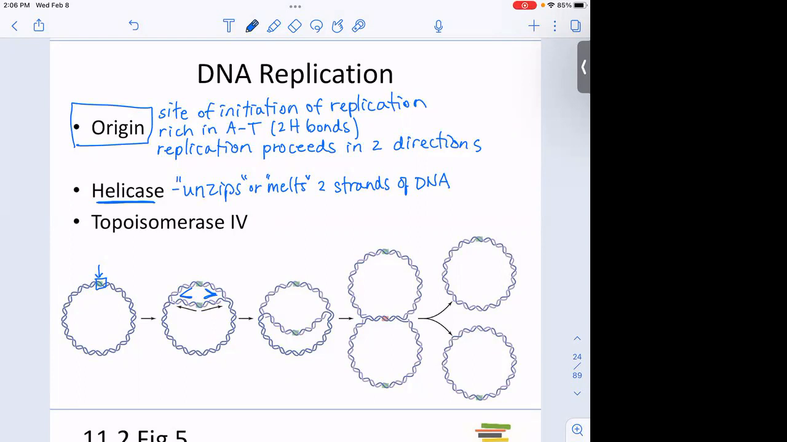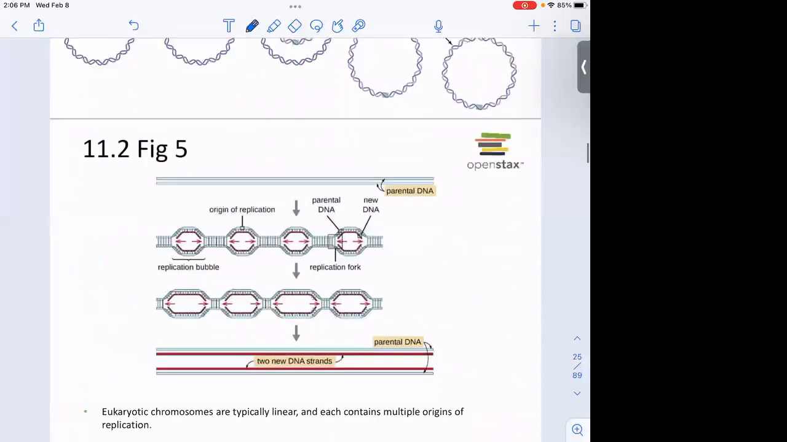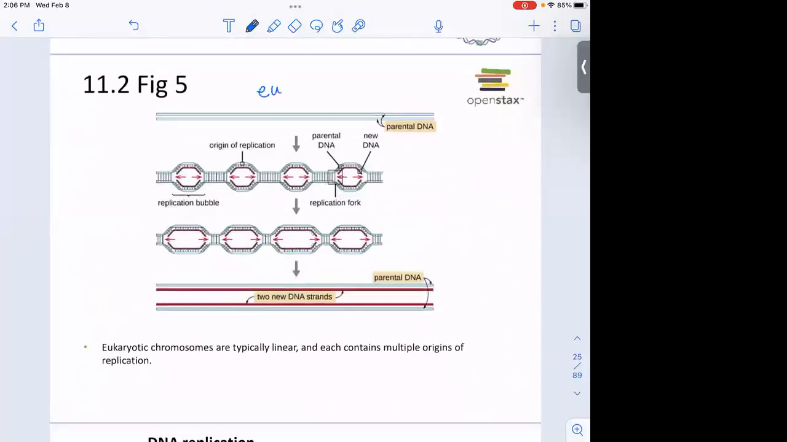And I should mention, I'll come back to this in a minute, but in eukaryotes, they're going to have multiple origins. Okay, prokaryotes, there's only 1. Eukaryotes have that DNA, that chromosome is going to be so much larger that lots of different origins are going to open up at once. Because if they only did it in one spot, it would just take too long to replicate all the DNA. Okay, so again, eukaryotes, multiple origins.